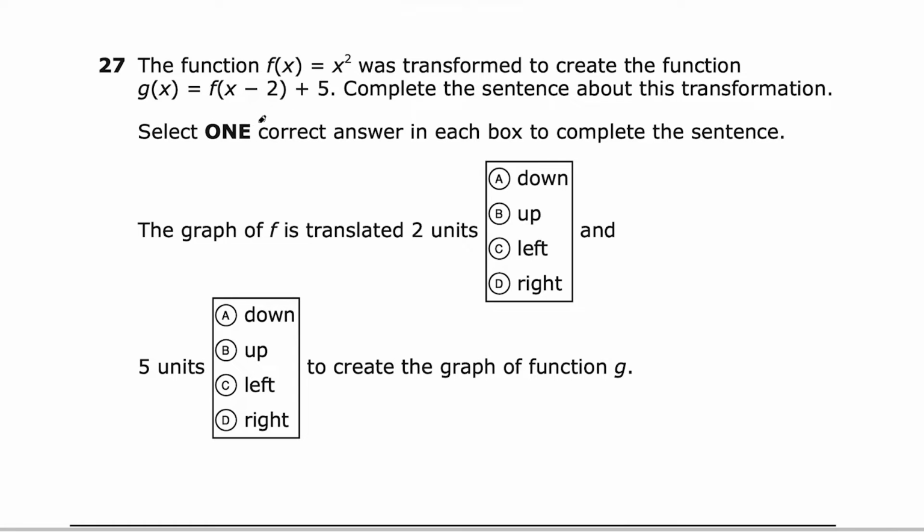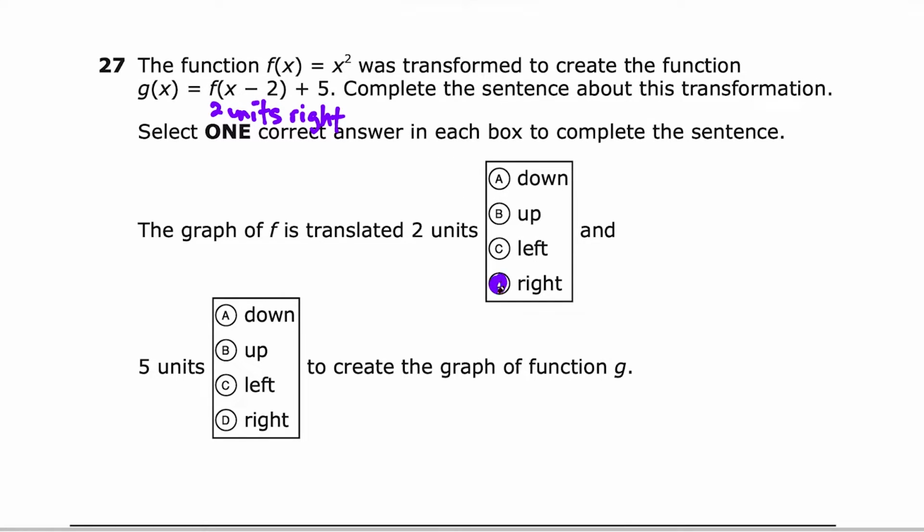Now, if you just have your rules memorized, when you replace an x with an x minus a number, that moves the whole function to the right, whatever that number is. So if I'm replacing x with x minus 2, this sends us 2 units right. What's a little bit annoying about this is that if you're just trying to use the rules, it's opposite when you're going left and right. Like if I have an x minus 2, that's going to send me to the right 2. If I had x plus 2, that would send me 2 units to the left.